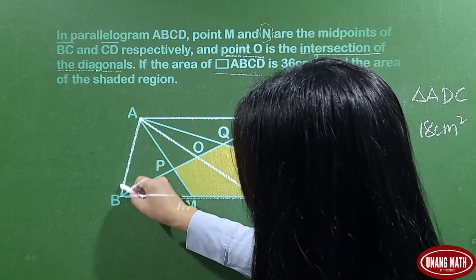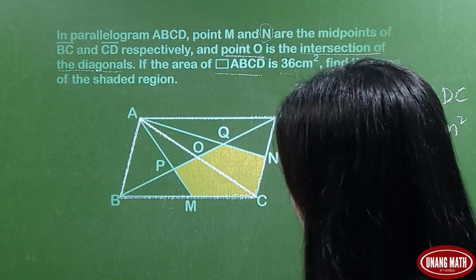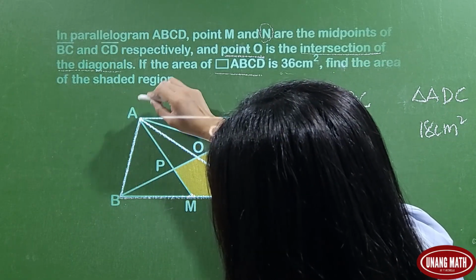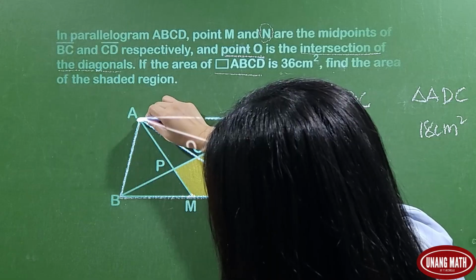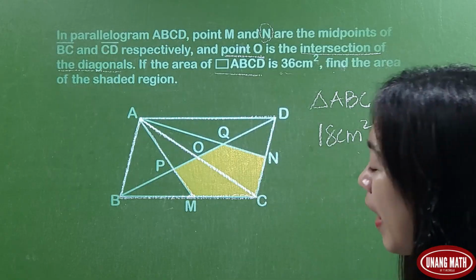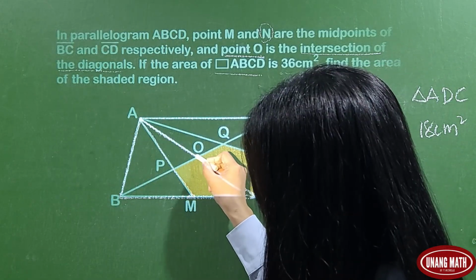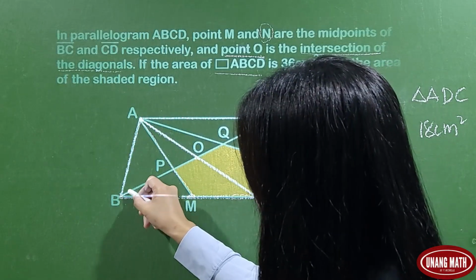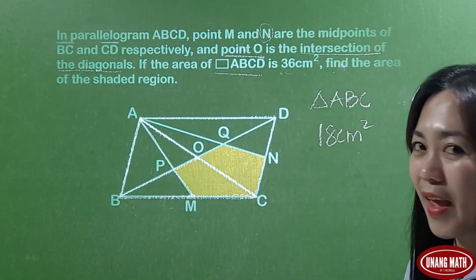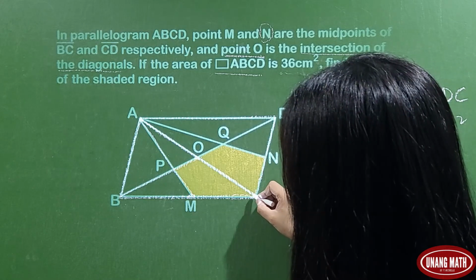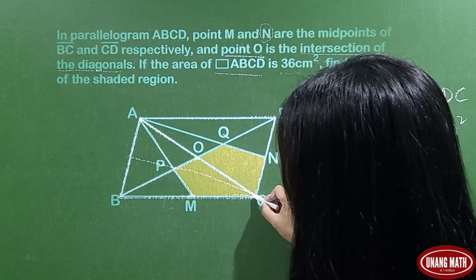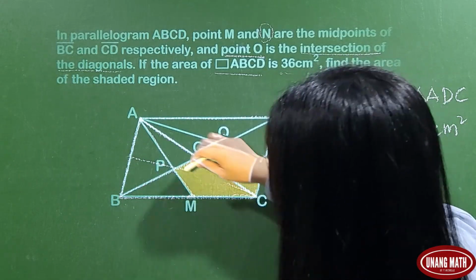Okay, first, let's take a look at triangle ABC. Since this is the midpoint of segment BC, and this is a vertex, from this vertex to this midpoint, segment AM is a median of triangle ABC. From this vertex to this midpoint of segment AC, segment BO is another median of triangle ABC. And if we are going to draw the third median, it would be from this vertex to the midpoint of segment AB. So this is our third median.